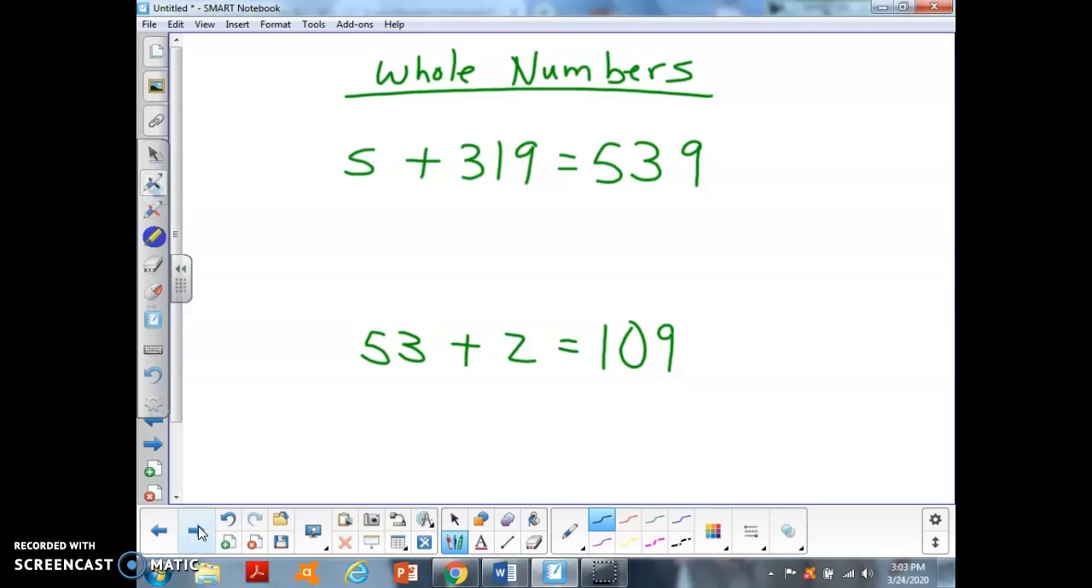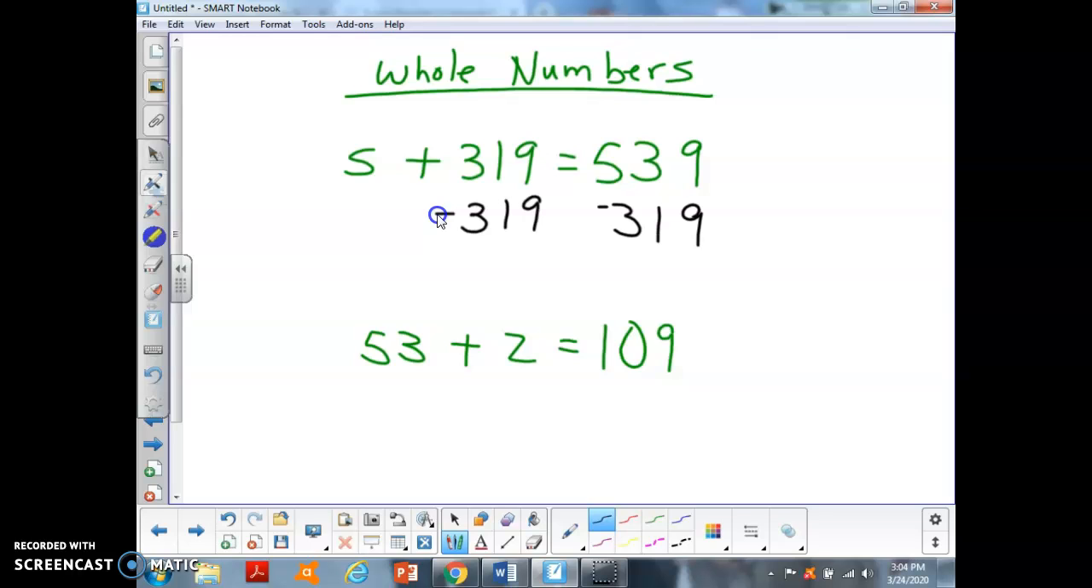No decimals, no fractions. We want to solve it. We've got to get our variable, the unknown, the s, all by itself. In order to do that, if you remember from yesterday's assignment, we need to remove 319 from here to get the unknown amount all by itself. So we subtract 319. We do that on both sides of the equal sign.